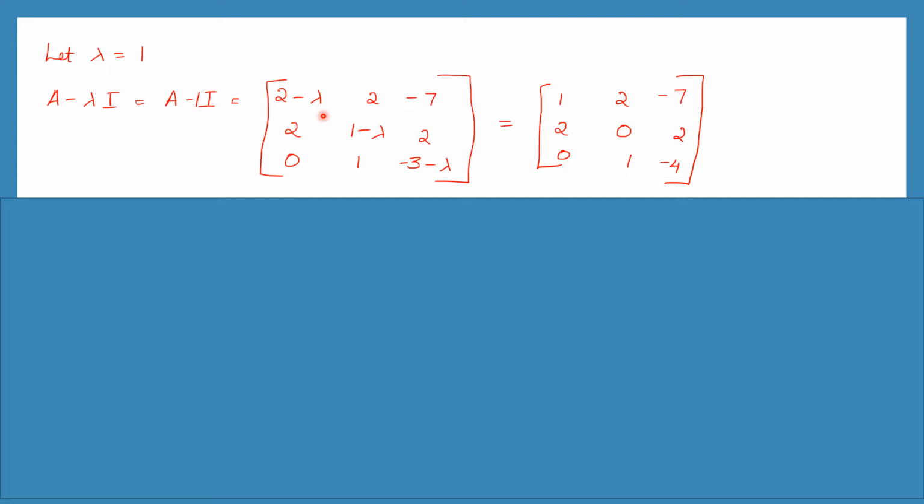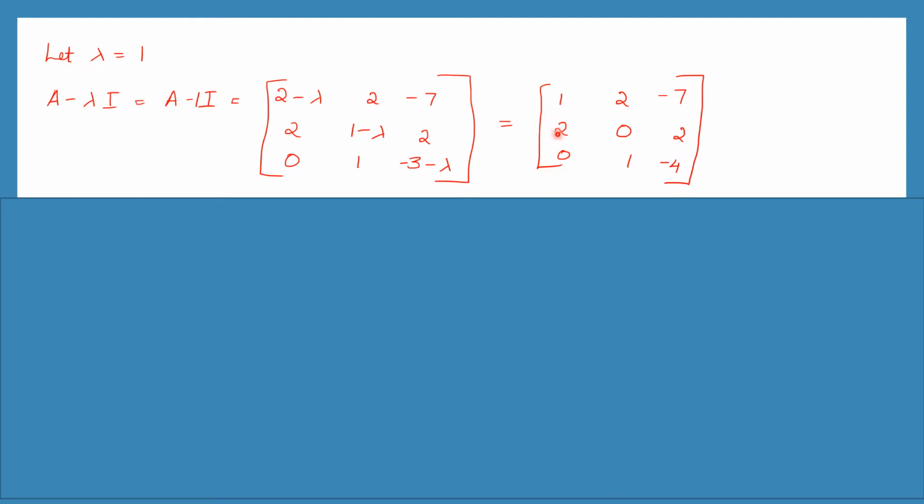So we have to subtract 1 from the diagonal elements. So the matrix obtained is 1 2 minus 7, 2 0 2, 0 1 minus 4. This is our matrix. So using this matrix, by Cramer's rule, we have to identify the corresponding eigenvectors for lambda equal to 1. So first we can either consider the first two rows, or we can consider the second row and third row.